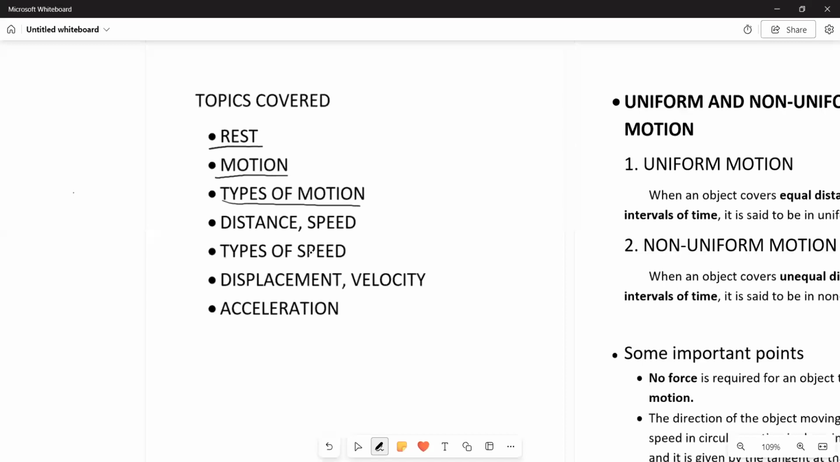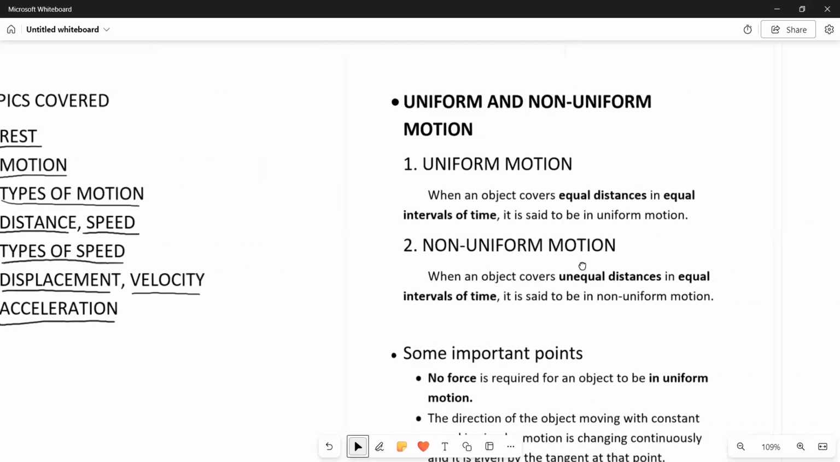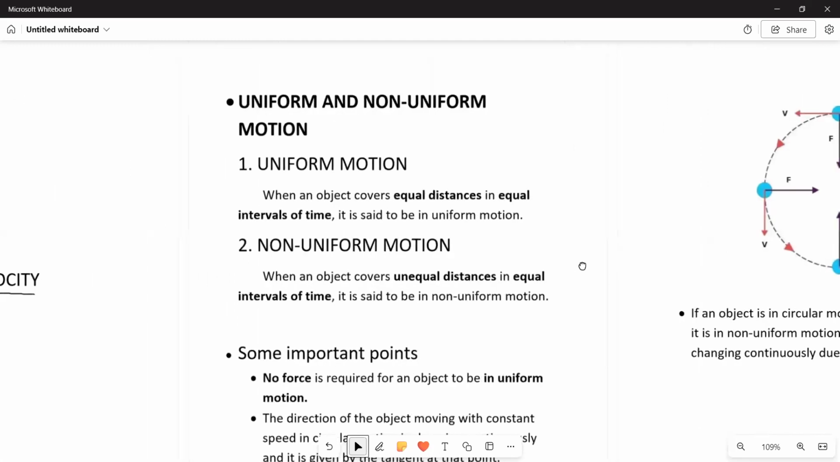We also discussed distance and the concept of speed, their SI units, and what type of quantities they are, whether they are scalar or vector. We have also discussed the types of speed, that is uniform speed, non-uniform speed, and average speed. Then we also discussed displacement and velocity, their SI units, their different quantities, and also acceleration. And now we'll be starting with our next topic, that is uniform and non-uniform motion.